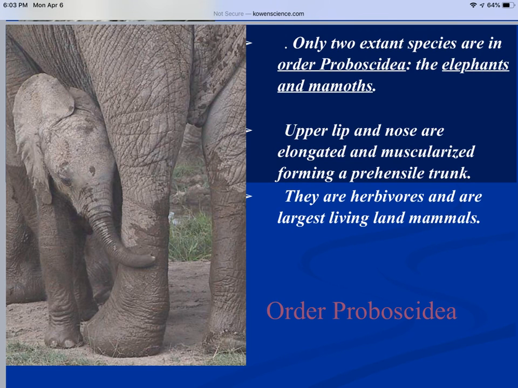The order Proboscidea, there's only 2 species that belong to this order, and that's the elephant and the mammoth. They have the upper lip and nose that are elongated, and they have muscularization so that they can use this in order to lift objects. They are herbivores. They are the largest living land mammals. And the elephant, in order to give birth to a baby, it is pregnant for over 2 years.